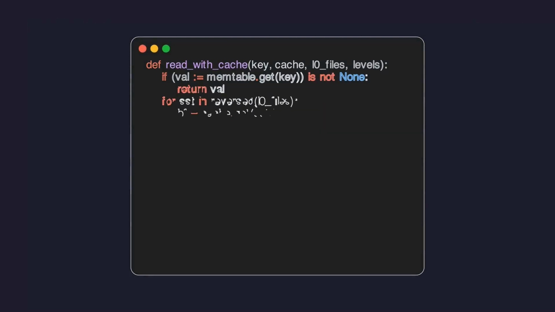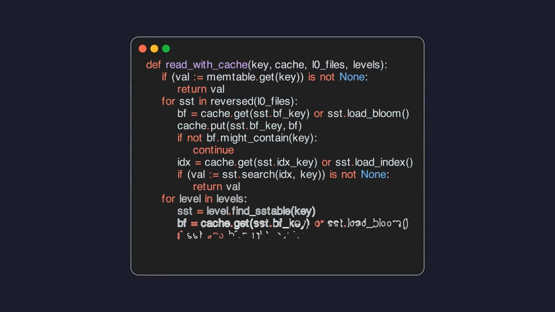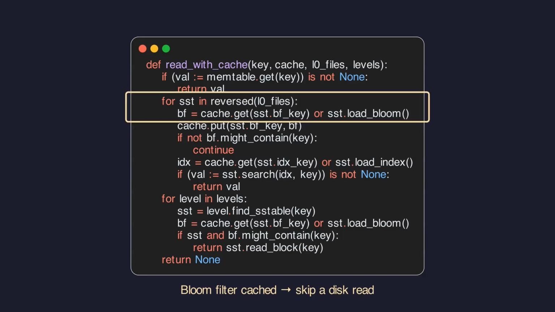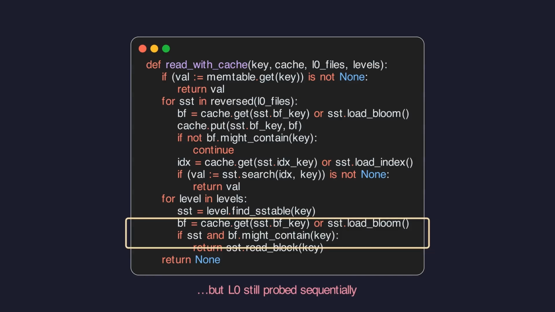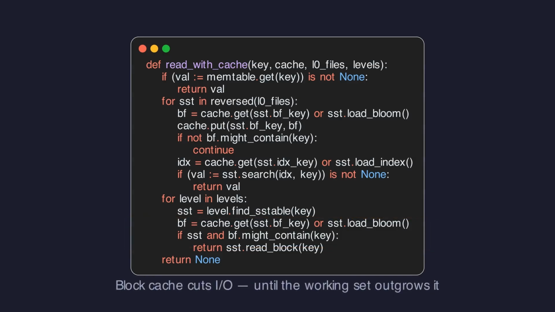In real systems, you add a block cache for Bloom filters and index blocks. A hotkey might have its Bloom filter pinned in memory, removing 1 disk I/O. But the structure still forces sequential probing of level 0 files, and if your working set doesn't fit in the cache, reads become I/O bound fast.